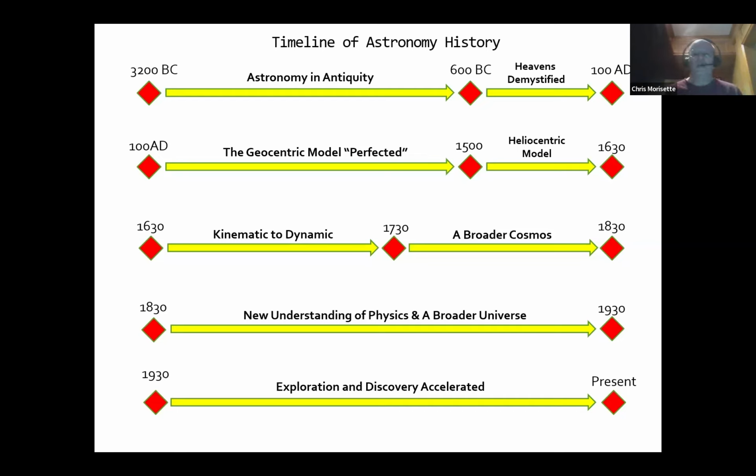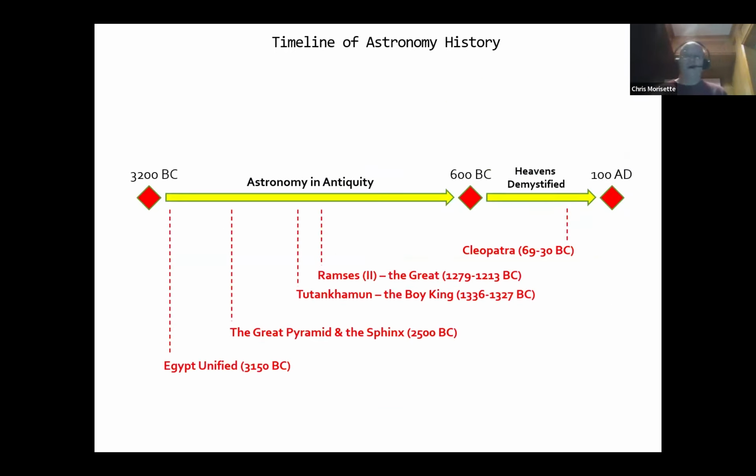In a new understanding of physics and a broader universe, we'll talk about Albert Einstein and Edwin Hubble, and their contributions that really set us on a path for the last 100 years, which I'm covering here in a segment called Exploration and Discovery Accelerated. So, in our first two groups of eras of astronomy history, we'll be talking about astronomy in antiquity and the heavens demystified.